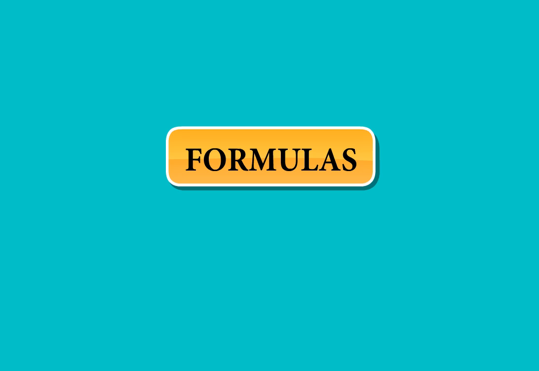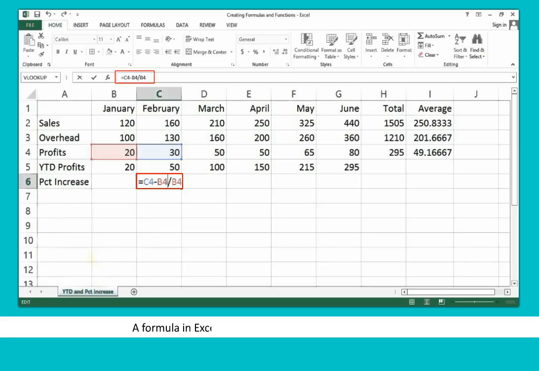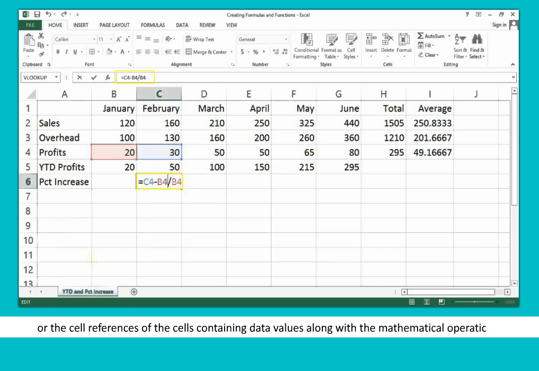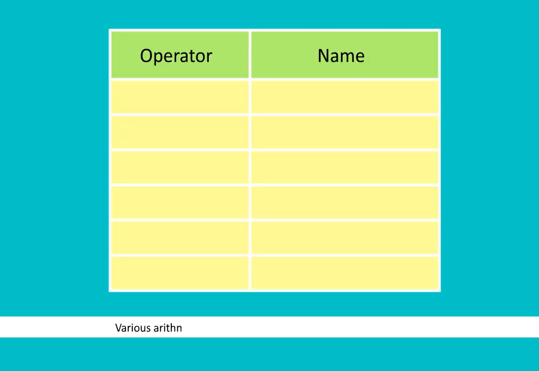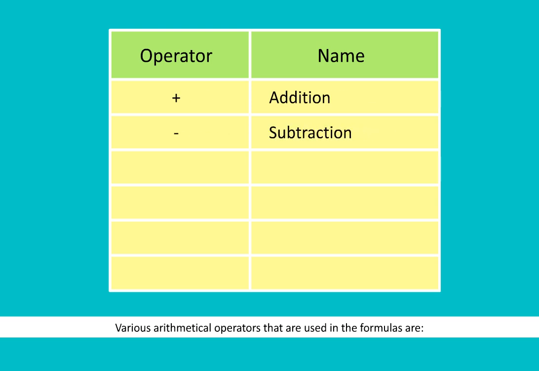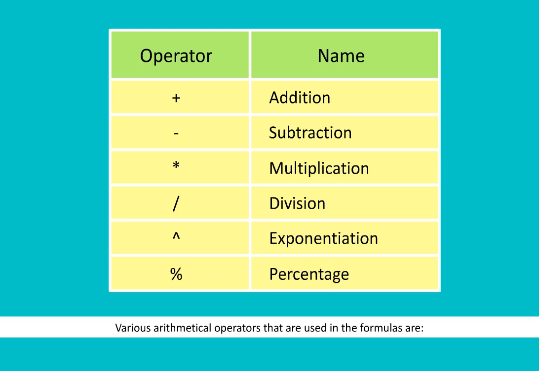Formulas. A formula in Excel is an expression made up of data values or the cell references of the cells containing data values along with the mathematical operations. Various arithmetical operators that are used in formulas are: operator, name, addition, subtraction, multiplication, division, exponentiation, percentage.